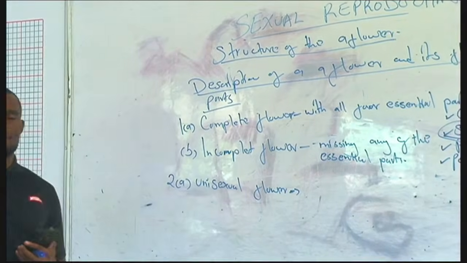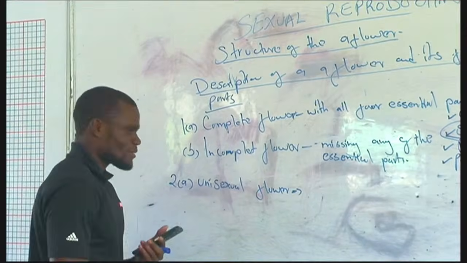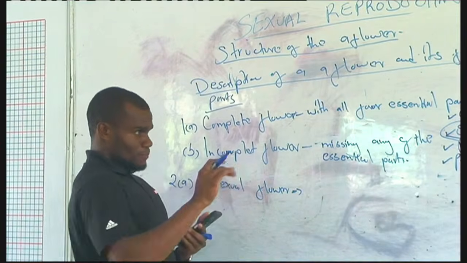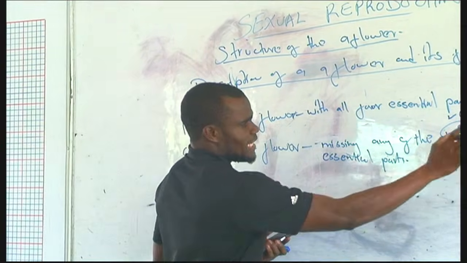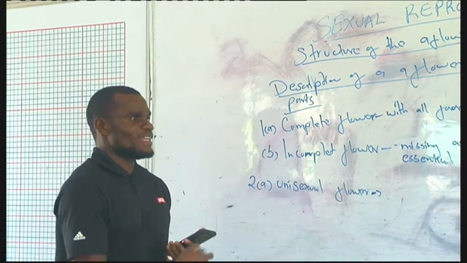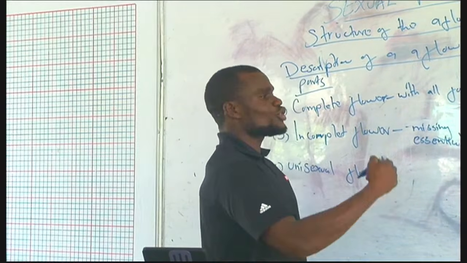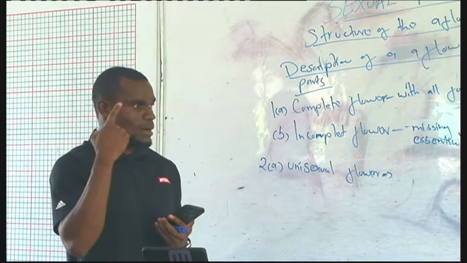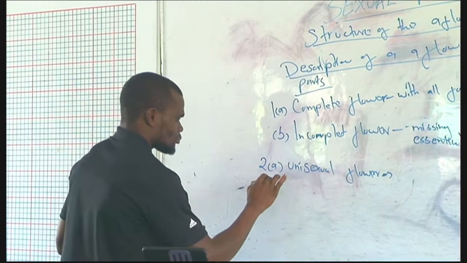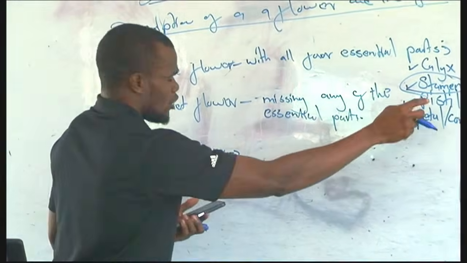What is a unisexual flower? A unisexual flower is that type of flower with either the pistillate or the staminate, or you can say it is either a staminate flower or a pistillate flower. So it only bears one reproductive organ, either male or female. And when we talk of male or female, we talk of the stamen or the pistil.